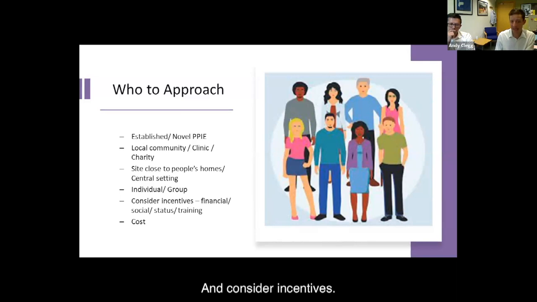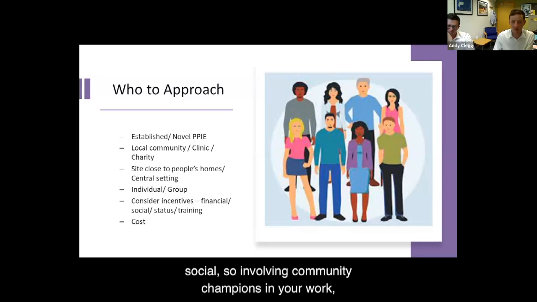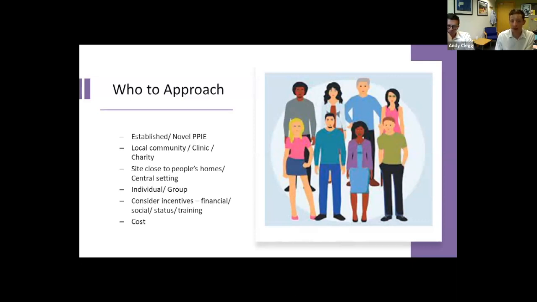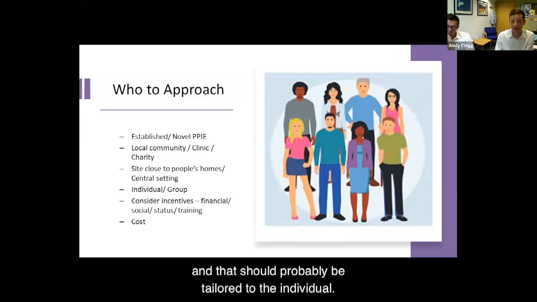And consider incentives. That may be financial, and indeed NIHR give guidance, and that cost shouldn't be minimal. So if it's a large amount of money, for example, £1 million, people often look at the proportion of that funding that goes to PPIE, and it shouldn't be minimal or too modest. But there may be other incentives, social, so involving community champions in your work, status or training, and that should probably be tailored to the individual.